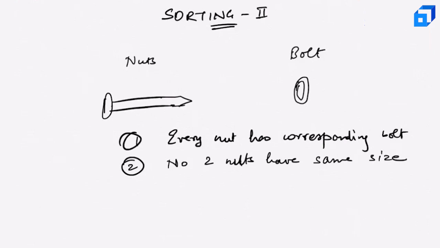However, it is very hard for you to just visually differentiate which one is bigger or which one is smaller. So what do you do? What you do is, if you pick a nut and you pick a bolt, if the bolt is loose, then you know that the bolt is smaller.